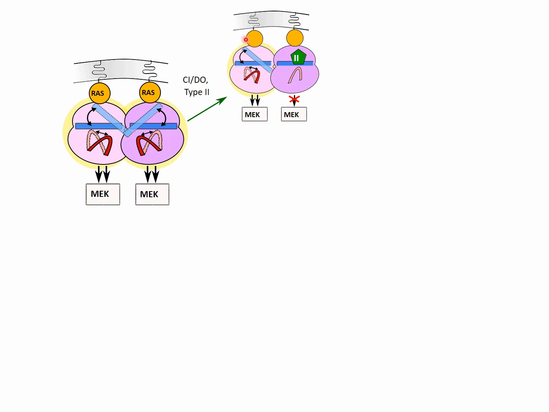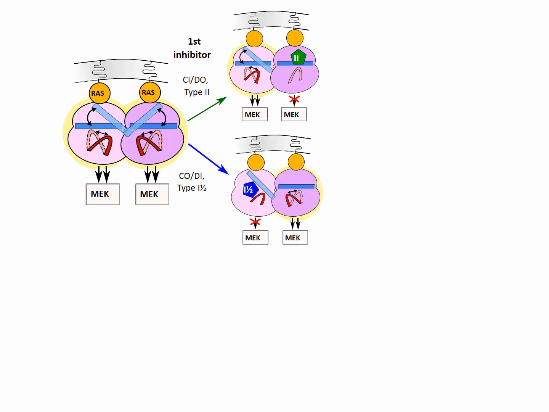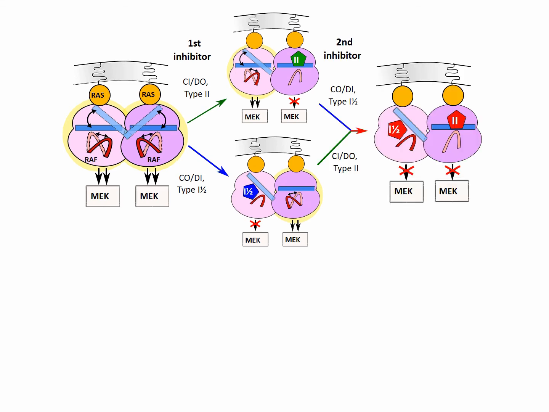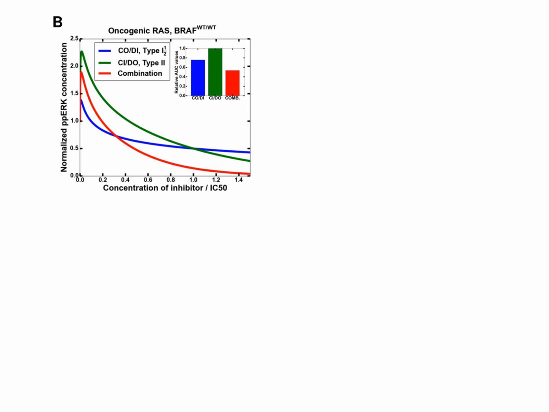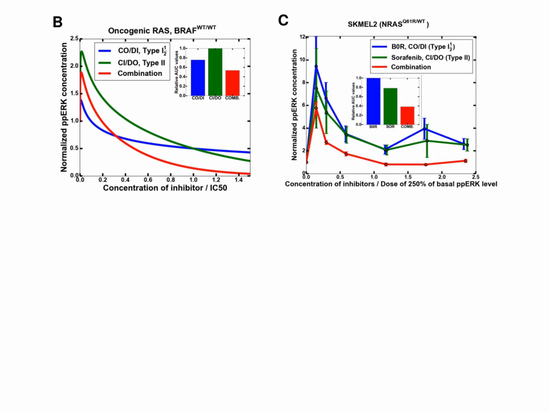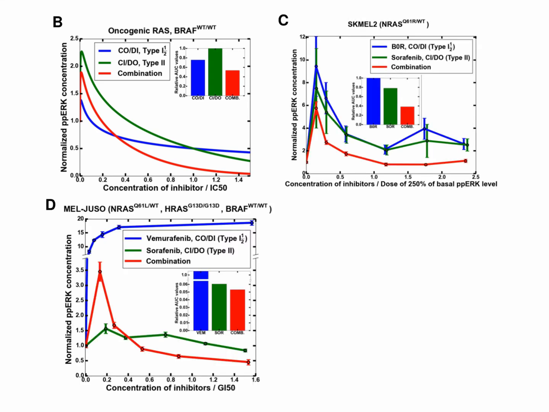However, because of the flexibility in conformation, this molecule could be bound by a type 1.5 inhibitor. When we apply the type 2 and the type 1.5 inhibitor in combination, signaling from RAF to MEK can be fully inhibited. The effectiveness of this drug combination in reducing signaling from RAF was predicted by our model and also observed experimentally in two different melanoma cell lines.